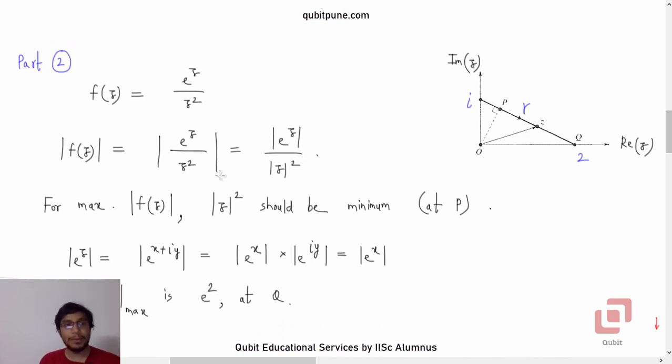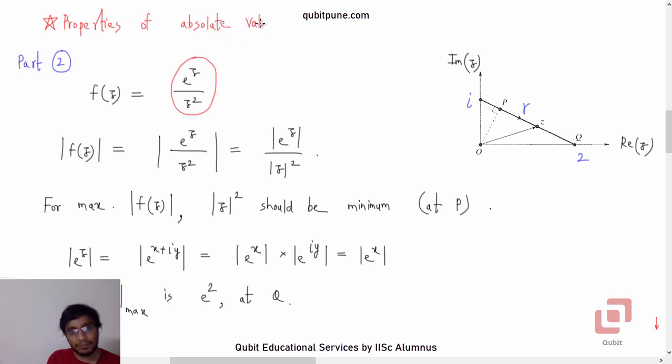Part 2 of the problem. f of z is e to the power z upon z squared. Take the absolute value. Now in this problem, or in general in any problem on the ML inequality, you should know properties of the absolute value, including the triangle inequality sometimes.